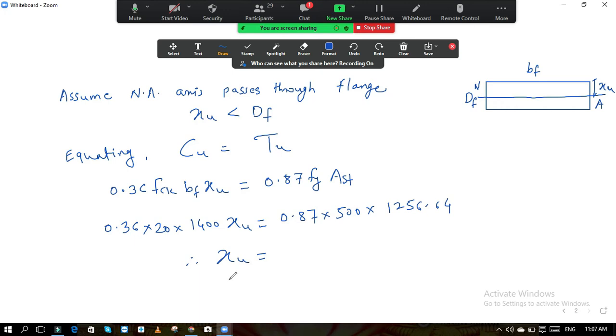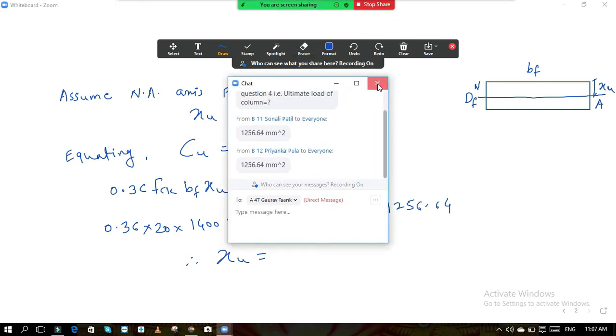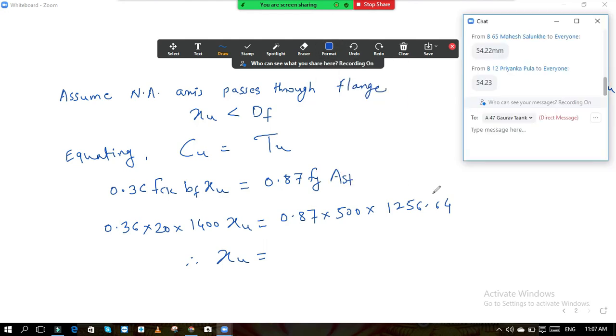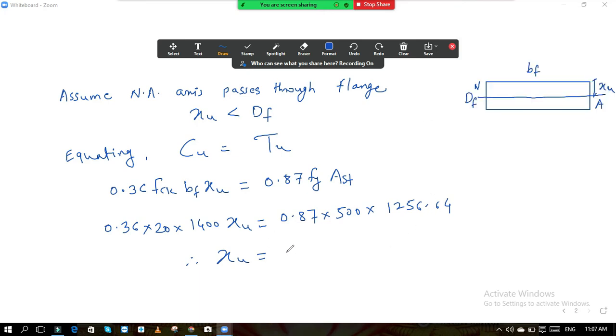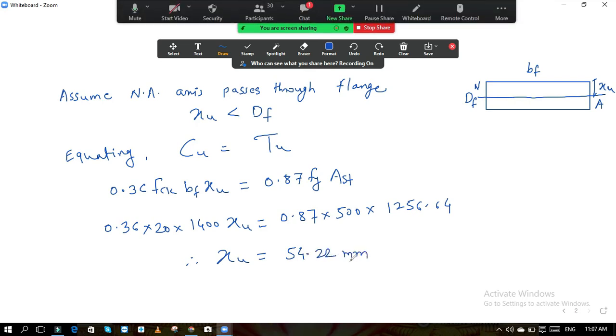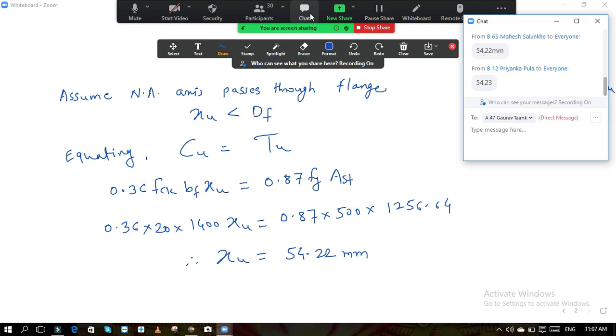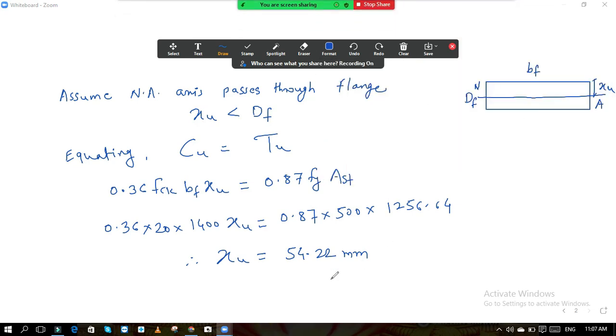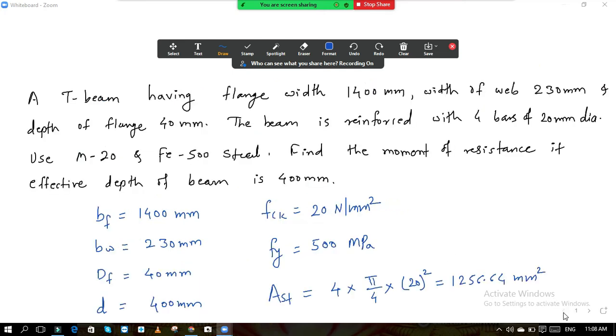Let me know the value of xu. From the value of xu, we can determine whether our assumption is correct or not. So the answer is 54.22 mm. Now see here, xu is 54.22, and what is our df? df is 40 mm.